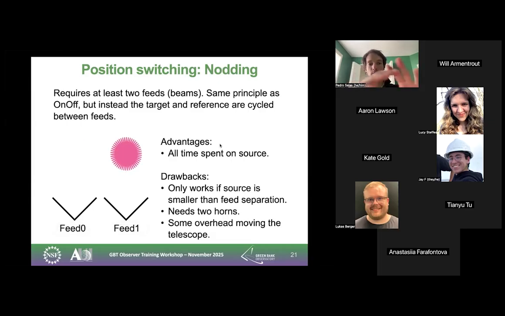Let's imagine the pink circle was bigger than both, then when you move in one or the other direction, you either cannot entirely observe blank sky or you don't observe the same position of the source. You need a receiver with at least two horns or beams, and there's some overhead in moving the telescope, right? So that's how you make sure that the source is in one feed or the other.